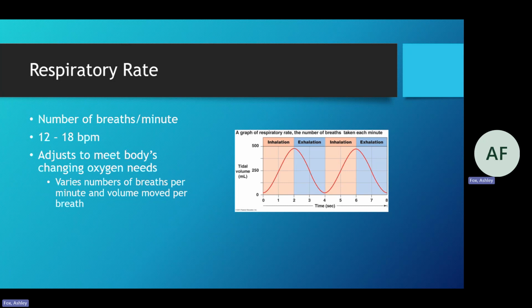Respiratory rate can change based on oxygen needs. So this can change because you are exercising. Your respiratory rate increases because your muscles need more oxygen so that they can make ATP so they can contract. It'll change if you're resting because you don't need as much oxygen. You're not moving around or doing anything. So sleeping, you don't need to breathe as often. So respiratory rate isn't a fixed thing. It can change based on what's happening inside your body.